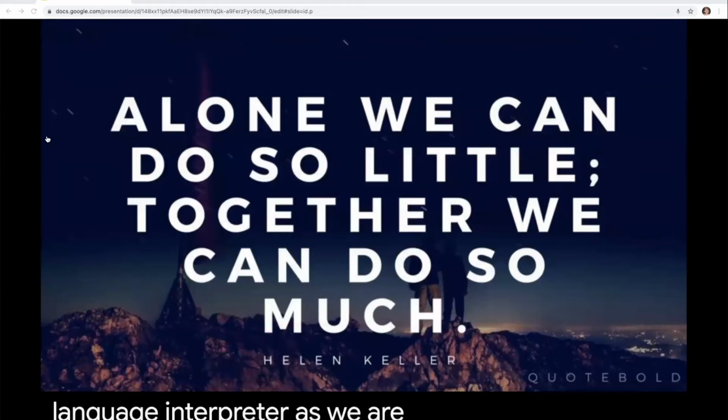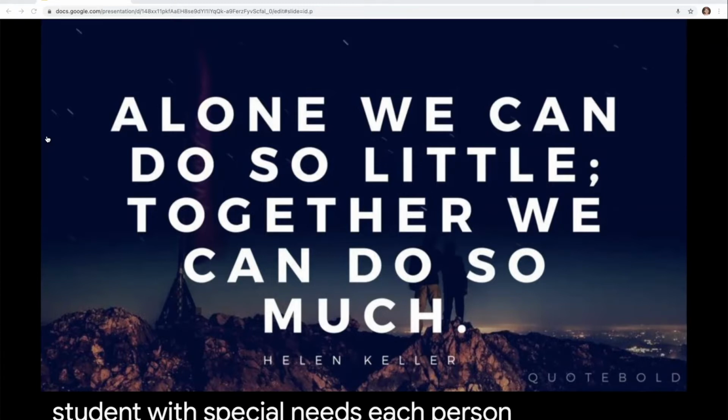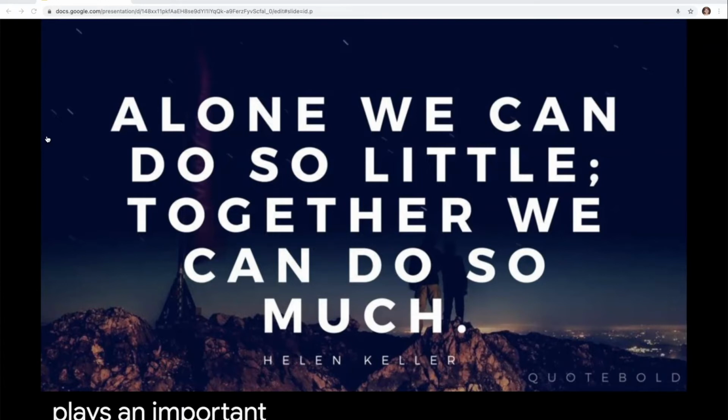As we are considering meaningful ARC input, we also need to think about working together as a team. An Admissions and Release Committee, or ARC, is a team of people that come together to help ensure the success of a student with special needs. Each person on the team plays an important and invaluable role.